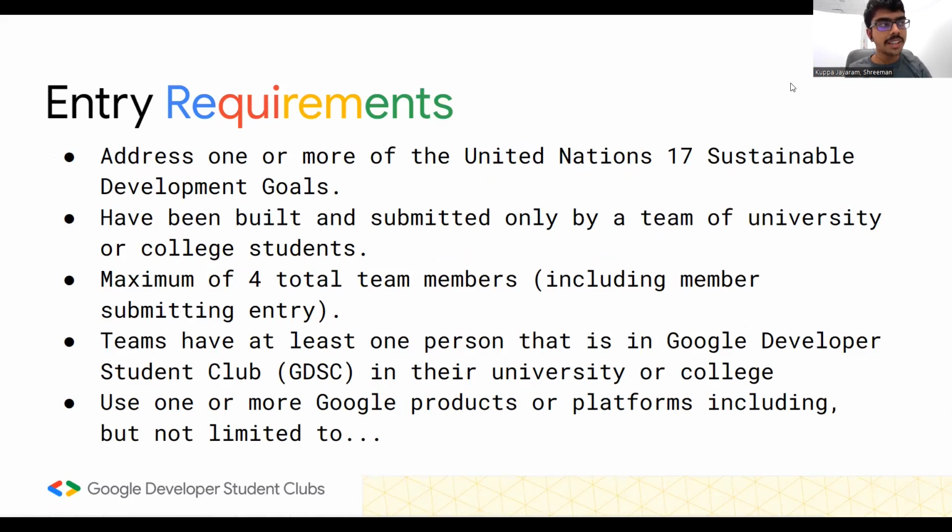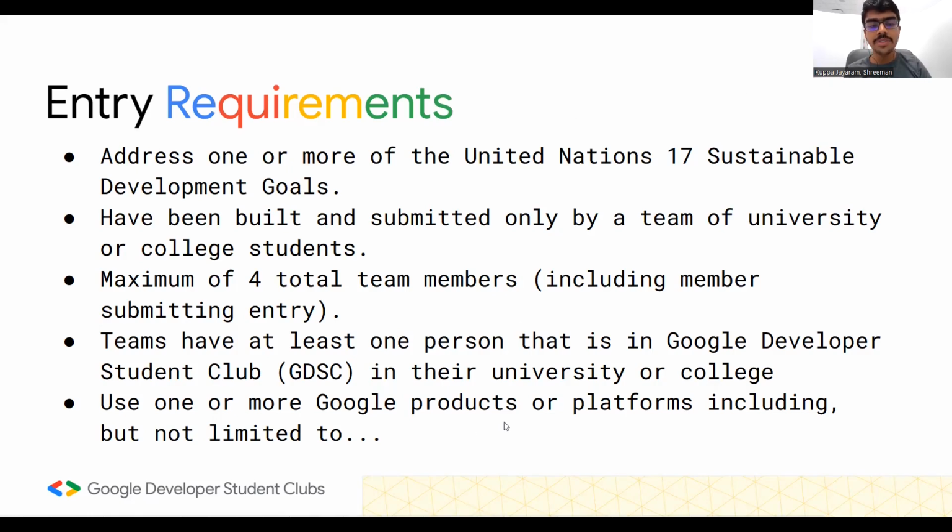This does not mean that you cannot get mentorship outside of Texas A&M. You can have Google developer experts, you can have your friends or your parents or someone else who's experienced in a technology to kind of mentor you. But the actual team that's going to work on this project has to be university students. So you can have a maximum of 4 team members, including the member who submits the entry to this challenge. So teams must have at least one person that is in the GDSC community. So that's a very important requirement.